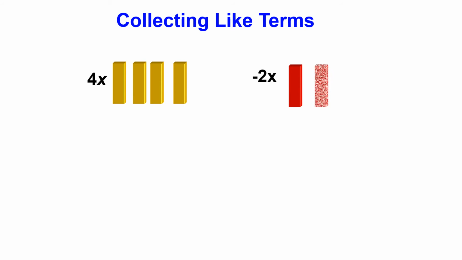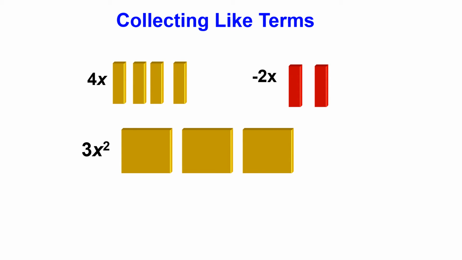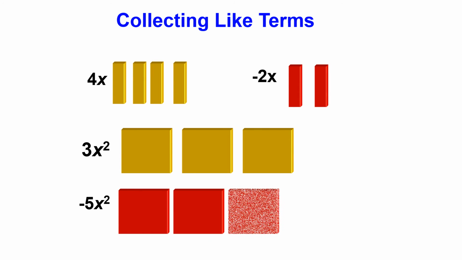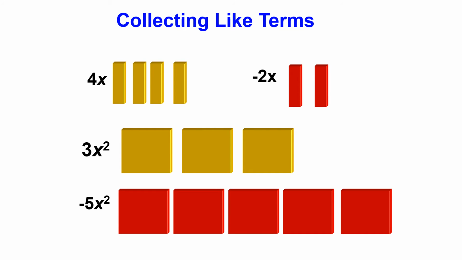First of all, 4x. Can you think of what 4x would look like? Hopefully you were thinking of that. And what about negative 2x? What does negative 2x look like? 2 red ones, 2 of the red long ones, rectangular ones. Next, can you picture what 3x squared would be? Hopefully you had that in mind. And what about negative 5x squared? Right? Now, my whole point of today's lesson is the title of this one slide here, collecting like terms.